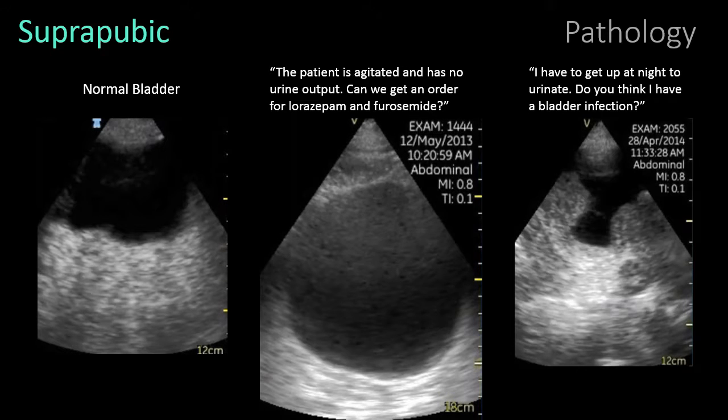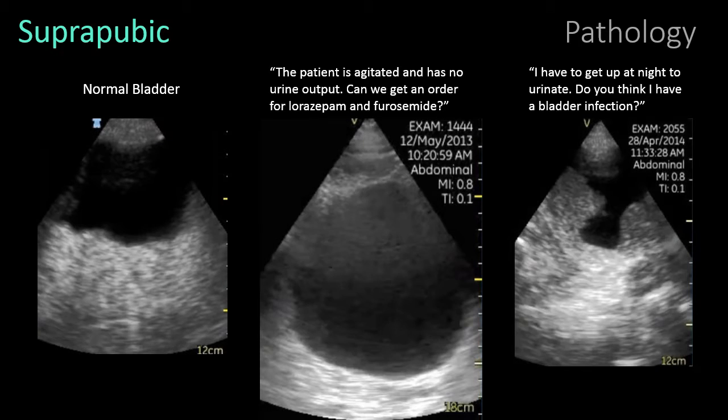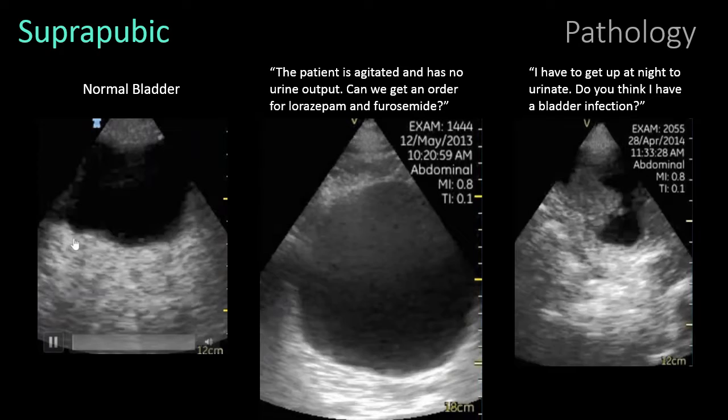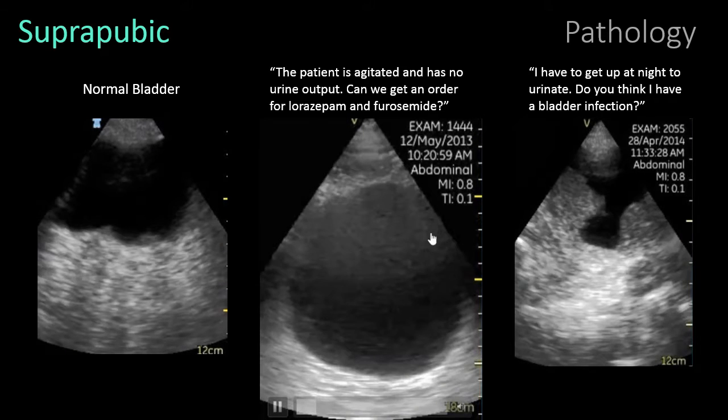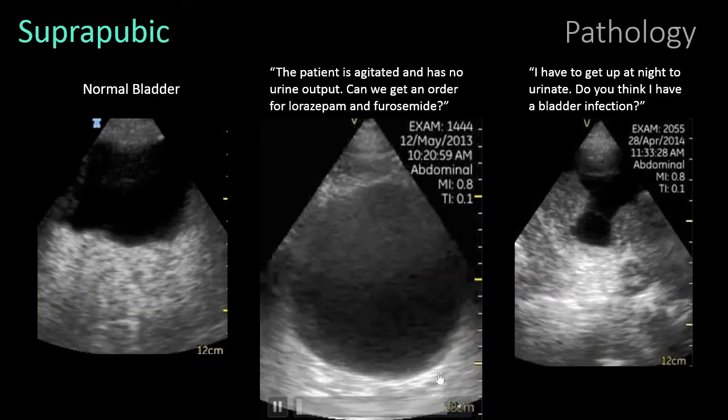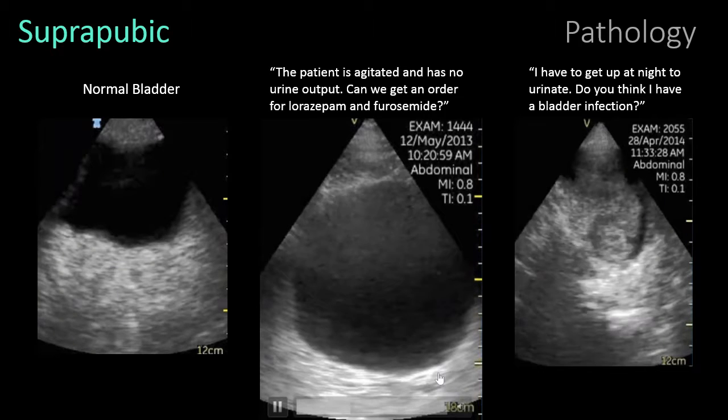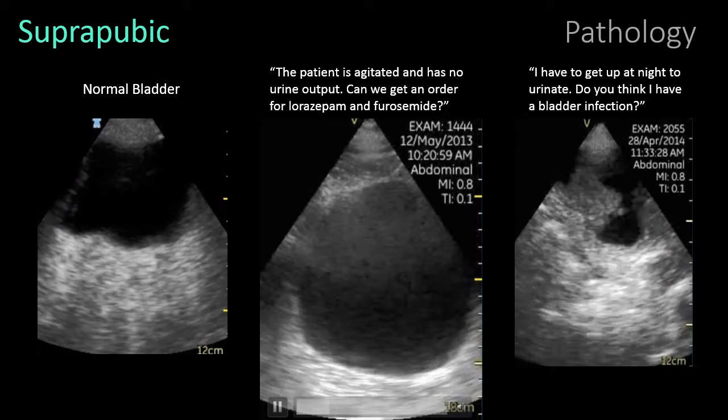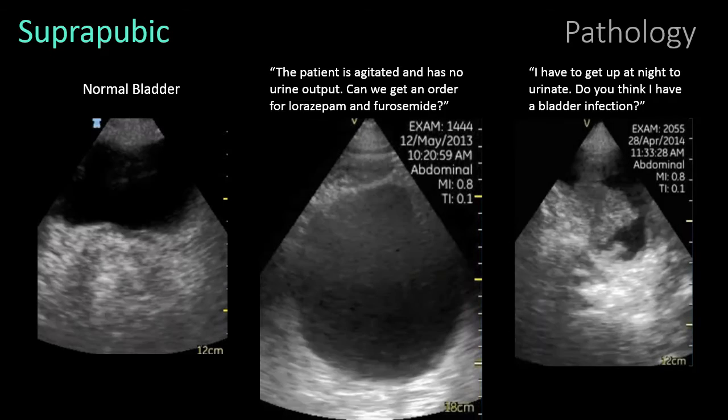This slide shows a nice normal bladder on the left with a squared off shape. The middle slide is an elderly patient who's been agitated with poor urine output. The nurse thinks he may need a sedative and a diuretic, but the ultrasound shows he has a huge bladder, like a beach ball, and he needs drainage before we think of any other interventions.